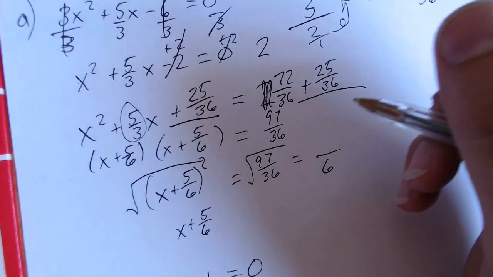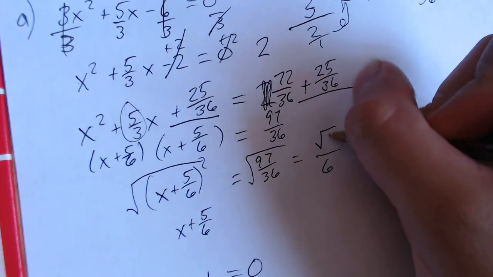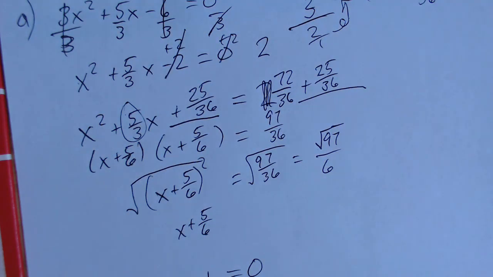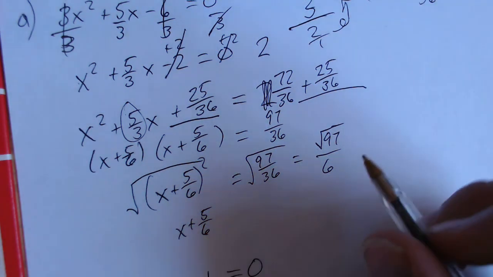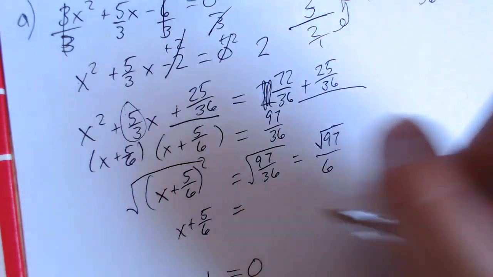Square root of 97, I think that might be a prime number. I'm going to leave it as is for now. I don't think, hold on. No, not divisible by 3. Not divisible by 6. Yeah, that 97 seems to be a prime number. So we'll go ahead and finish solving.